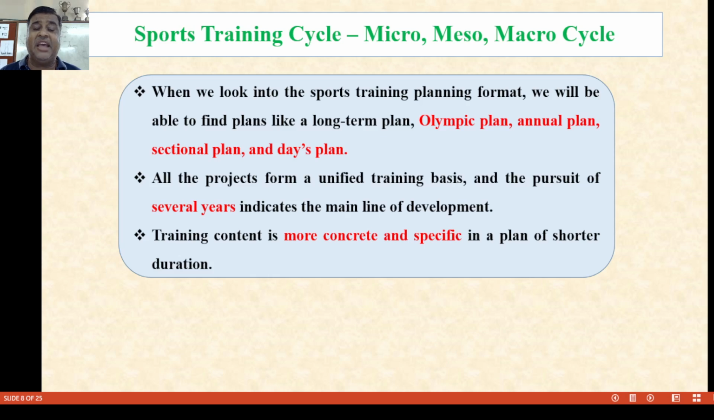Now next are training cycles: microcycles, mesocycles and macrocycles. When we go for different types of training plans or formats, the plans are long-term plans, Olympic plans, sometimes annual plans, sometimes session-based plans, and later day-wise plans. All the projects are unified on a training basis and pursued over several years, identifying the main lines of development. Training content is more concrete, specific and scientific. Shorter duration training plans are also there.